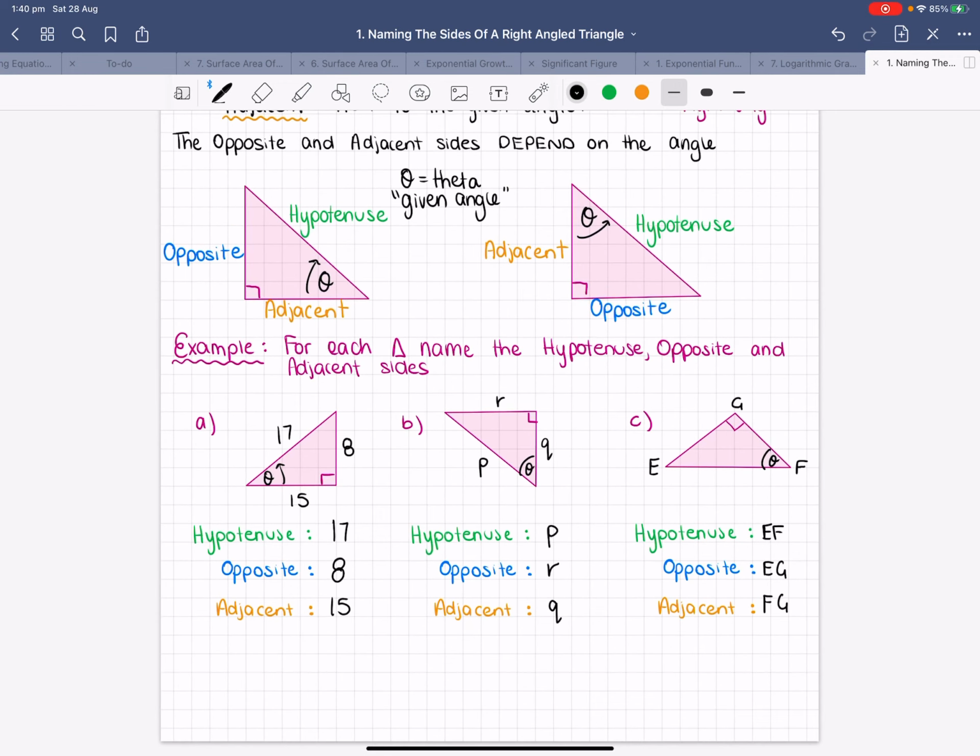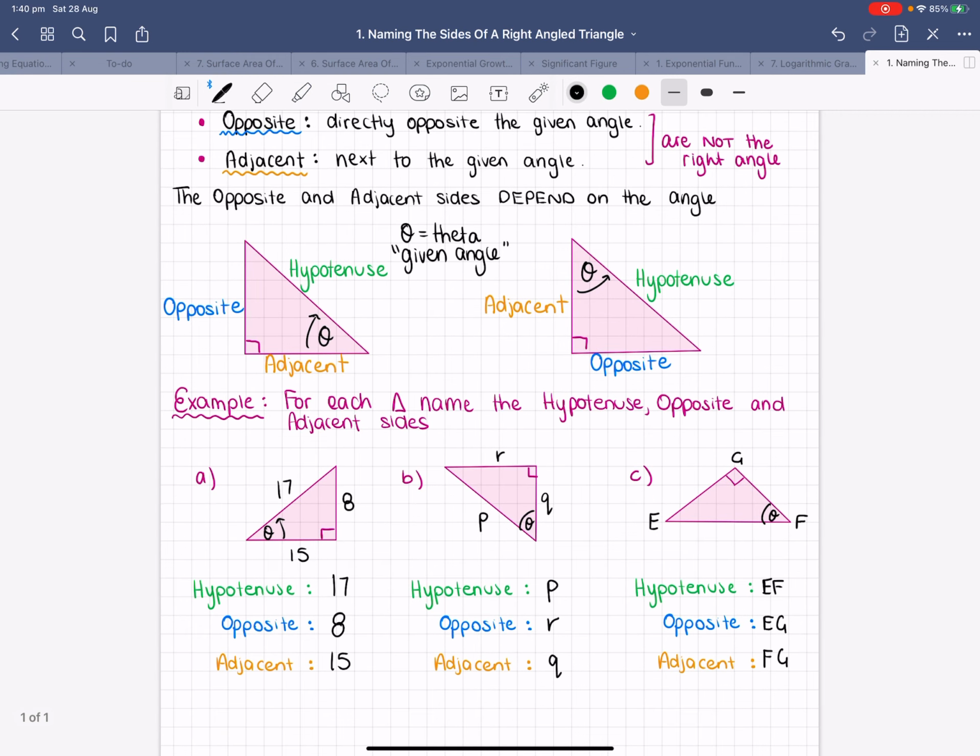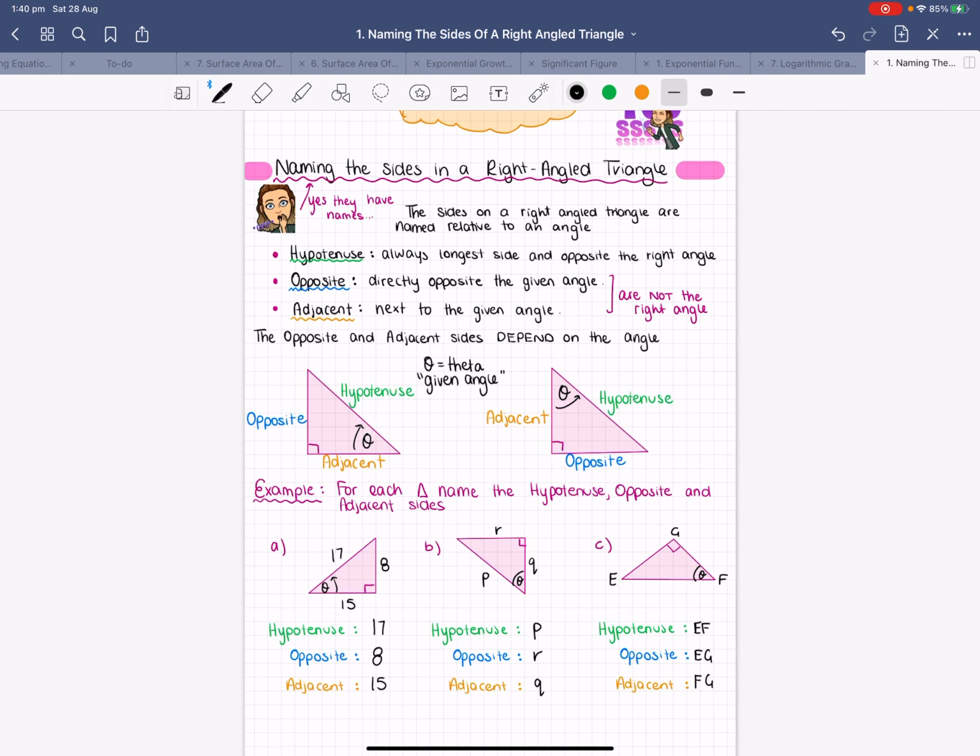And that's literally it. You guys just have to label the sides of some triangles based on whether that's the hypotenuse, the opposite, or adjacent. Have fun.